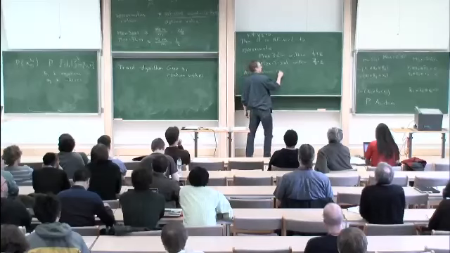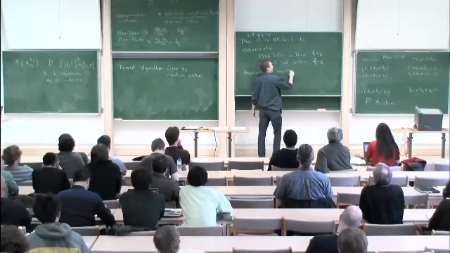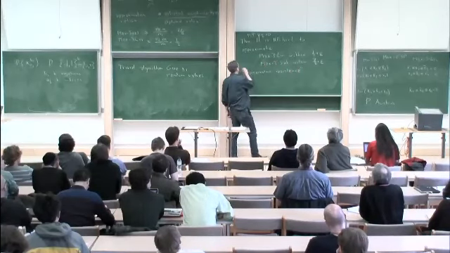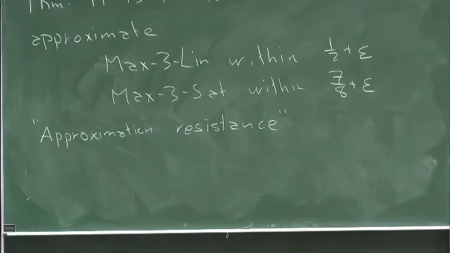And this I'd like to call approximation resistance. So they're very hard to approximate. You can't do anything better than just mindlessly picking a random assignment and seeing what you get, and no efficient computation can do better.